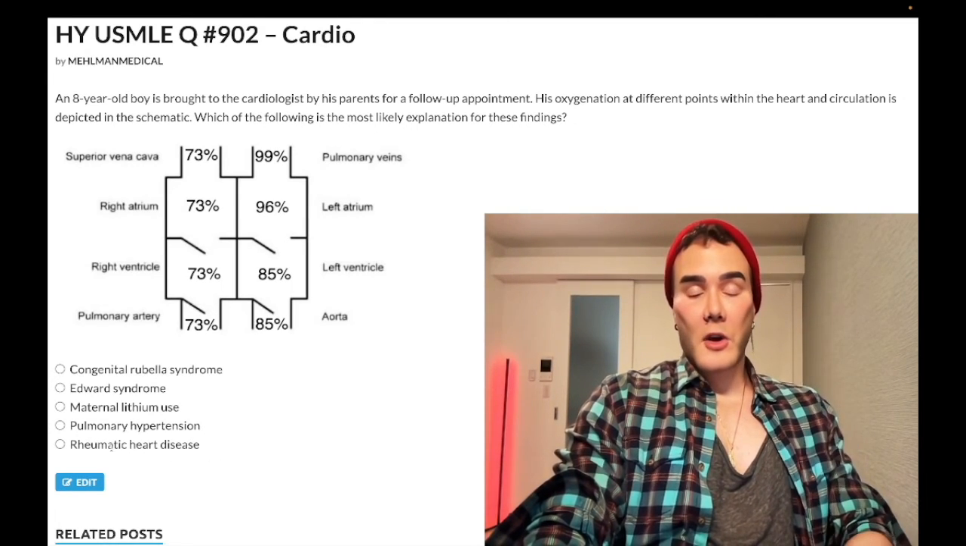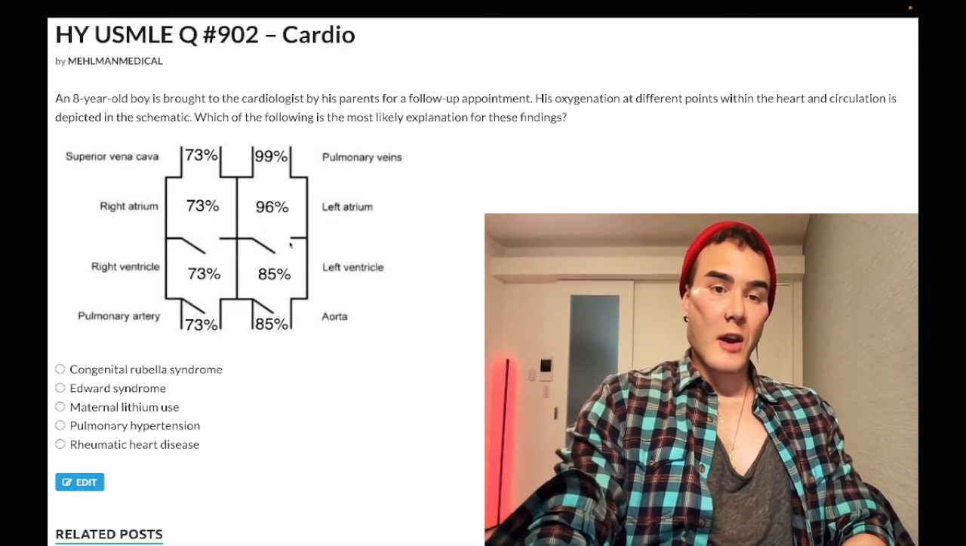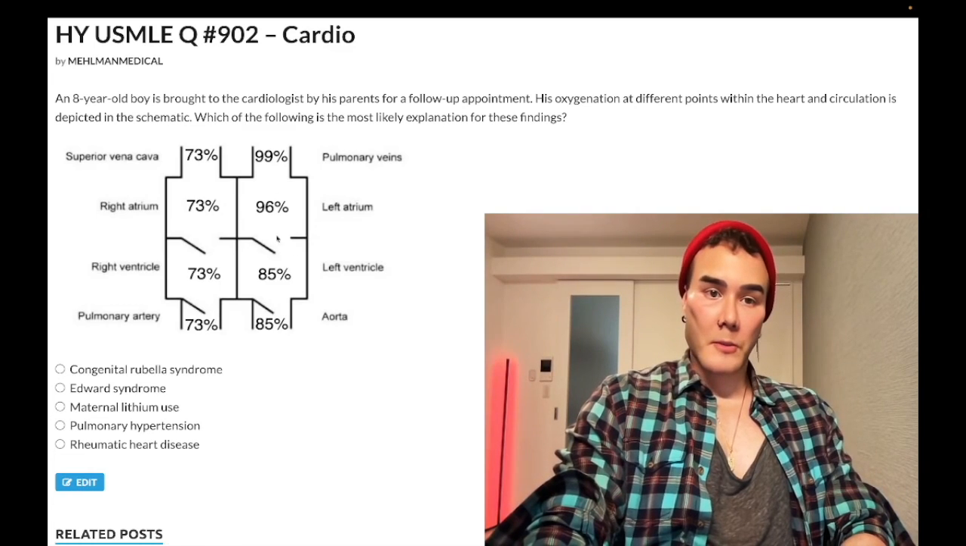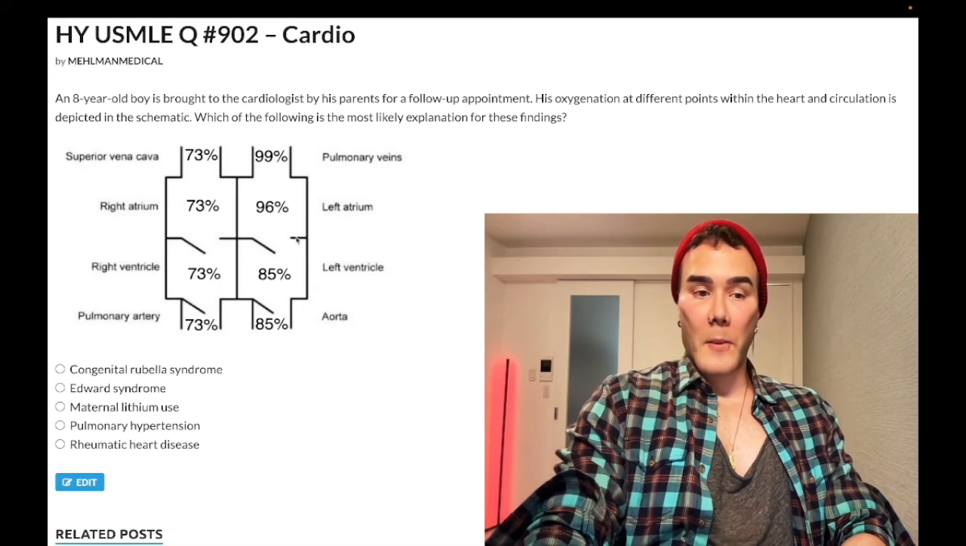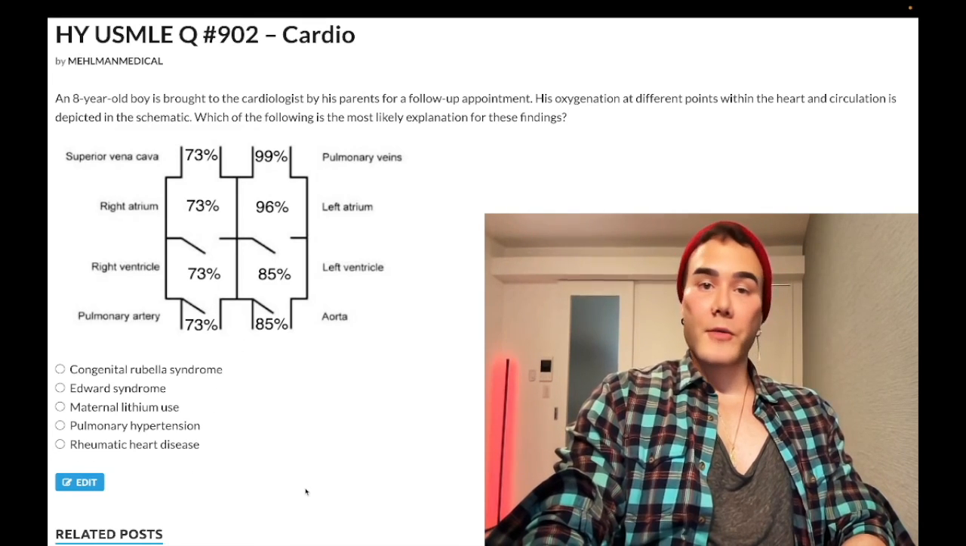The final answer here, rheumatic heart disease, wrong answer. Obviously, mitral regurgitation acutely, mitral stenosis late. So clearly, if you're not sure what's going on here between the left atrium and left ventricle, where the mitral valve would be, you could start thinking about, well, I know rheumatic heart disease affects the mitral valve, but wrong answer.